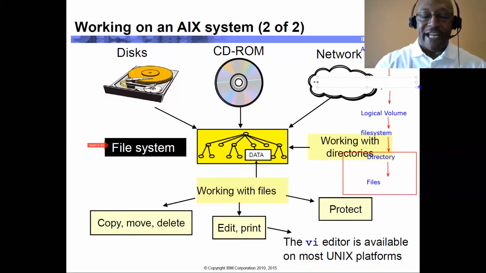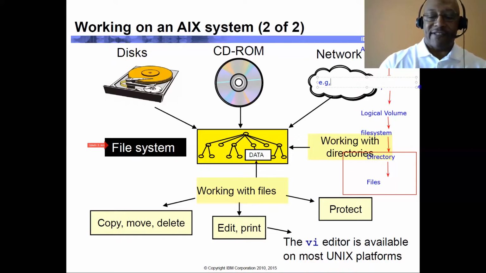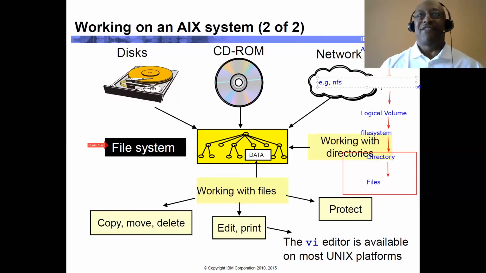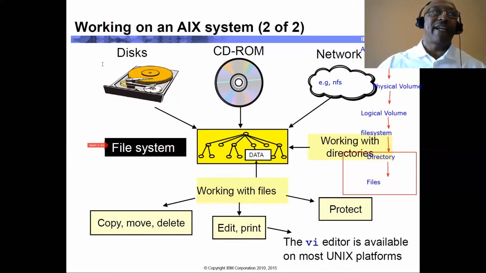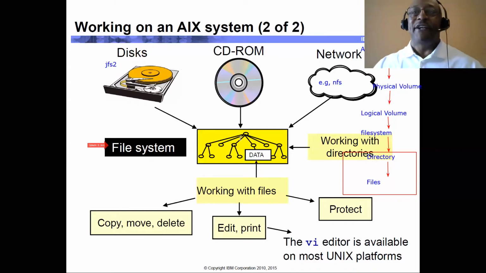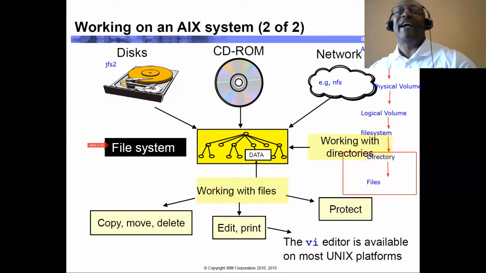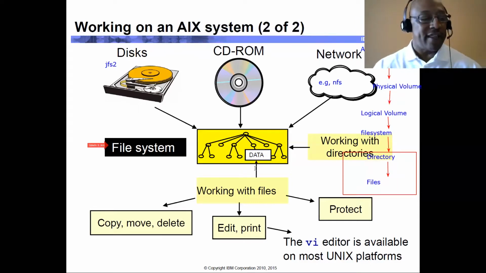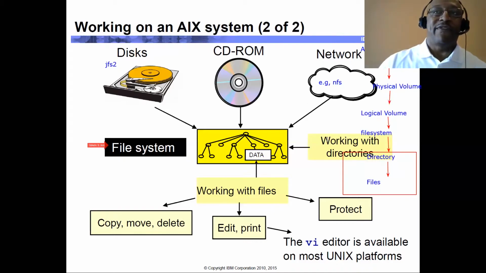So it could be, for example, NFS, CD-ROM. Over here, our example could be on disk, like we have in the class here, JFS2. And within that particular file system, whether it be NFS, JFS2, or CD-ROM, there could be data, files and directories associated with that particular file system. So in other words, working with files and directories here.